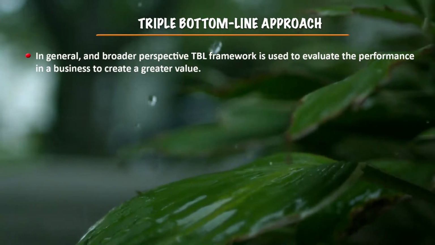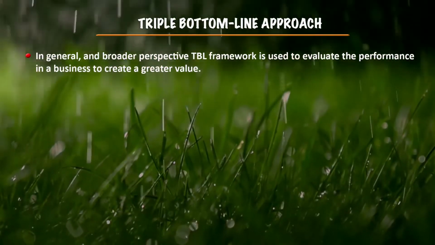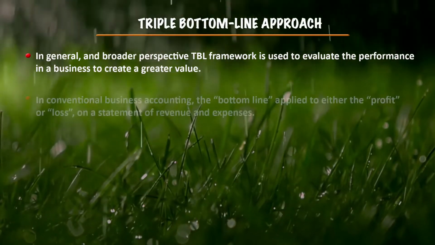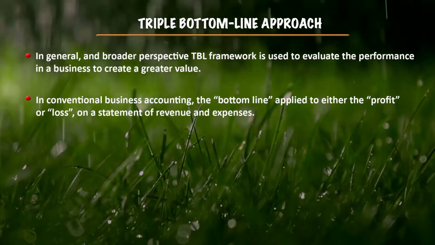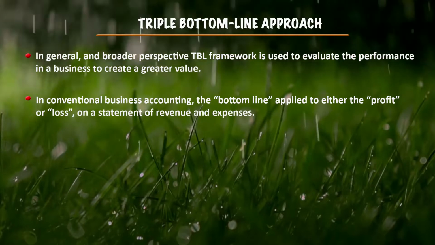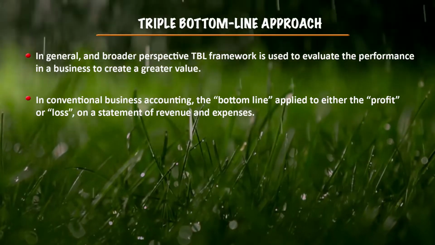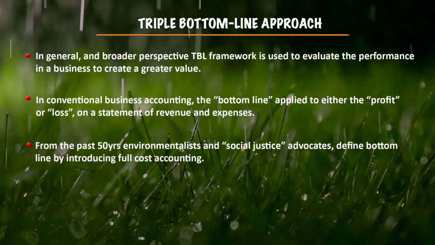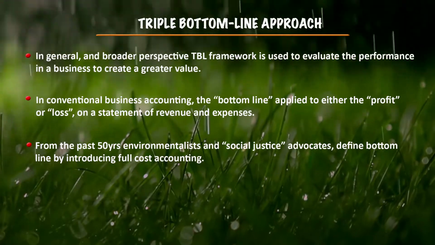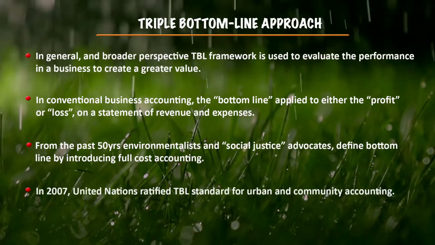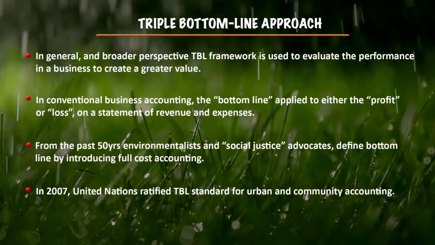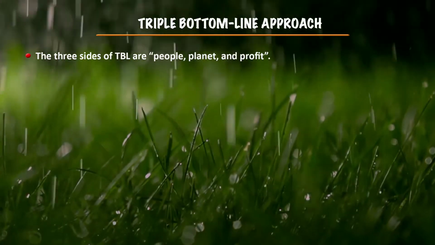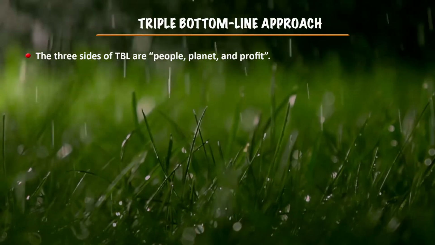In a general and broader perspective, this triple bottom line framework is used to evaluate the performance of a business to create greater value. In conventional business accounting, the bottom line is applied to either the profit or loss on a statement of revenue and expenses. For the past 50 years, environmentalists and social justice advocates have redefined this bottom line by introducing full cost accounting. In 2007, the United Nations ratified the TBL standard for urban and community accounting. The 3 sides of TBL are people, planet and profit. Again, 3 P's are there.